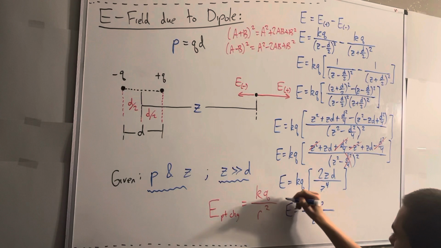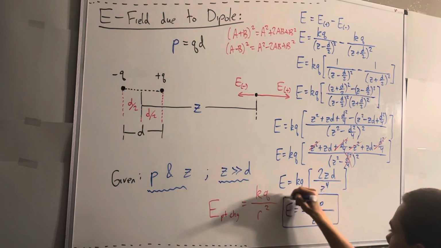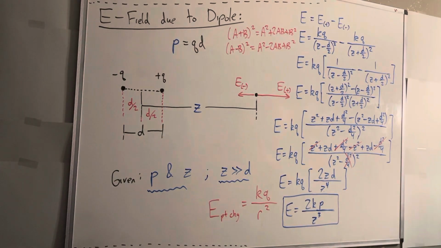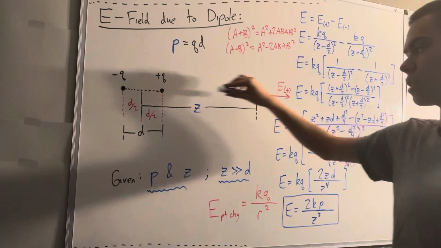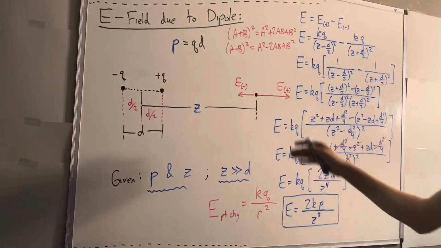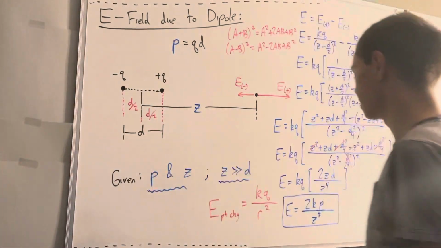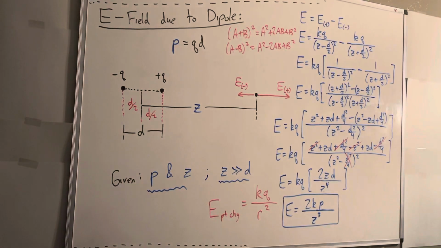And so this right here is the electric field due to a dipole. There it is. That's pretty much what it would be. And we're assuming that this is horizontally aligned with our dipole. And we're assuming Z is way greater than D, and this is the whole idea of what it would be. The electric field due to a dipole, and that's pretty much it.